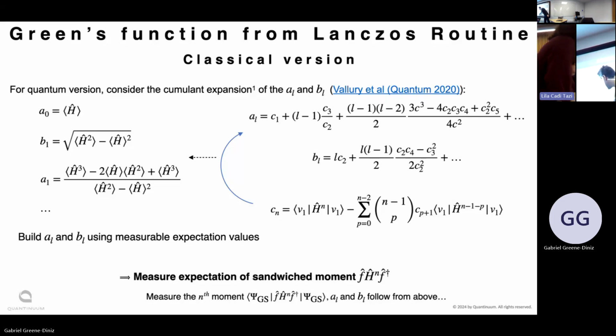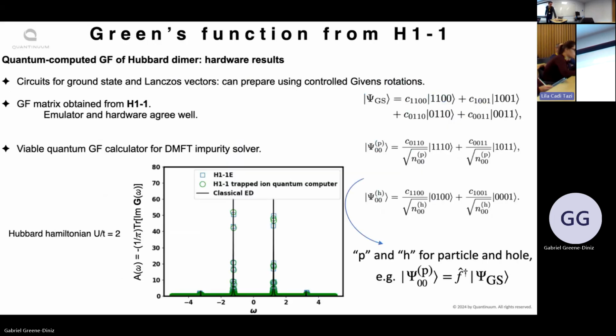So from those, we can generate our left and right vectors, and then by taking the expectation of the Hamiltonian moment with respect to that, we get our expectations of the sandwiched moment. Those expectations are what we use to build the cumulants, which can be used to build the Lanczos coefficients, and then the Green's function ultimately.